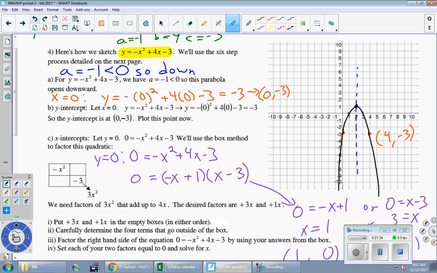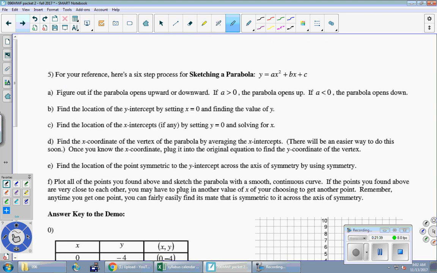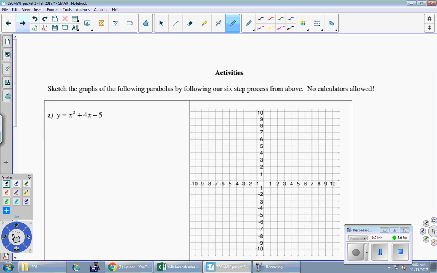So the 5 steps are written out there on the board for you. On the very next page, they are typed out for you as well. And you are going to jump in here on the activities on this page.